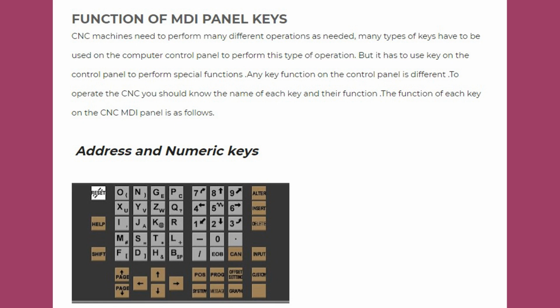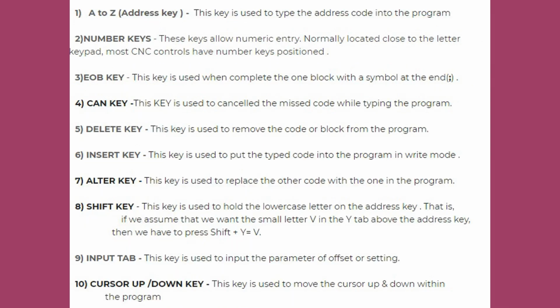Any key function on the control panel is different. To operate the CNC, you should know the name of each key and its function. The function of each key on the CNC MDI panel is as follows. Address and numeric keys. Number 1. A to Z address keys. These keys are used to type the address code into the program.